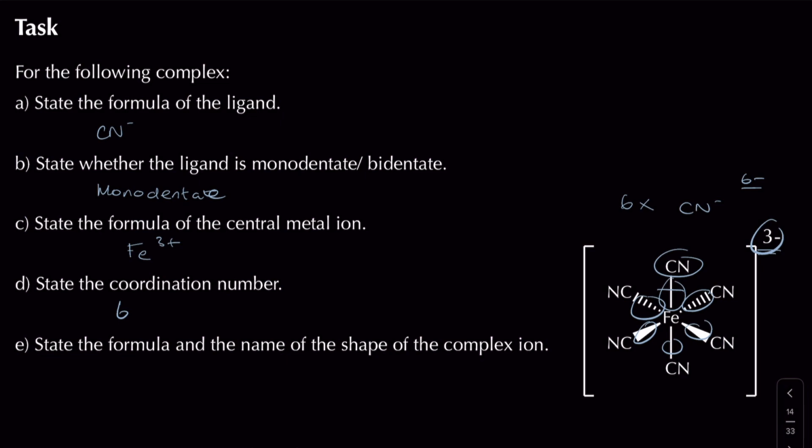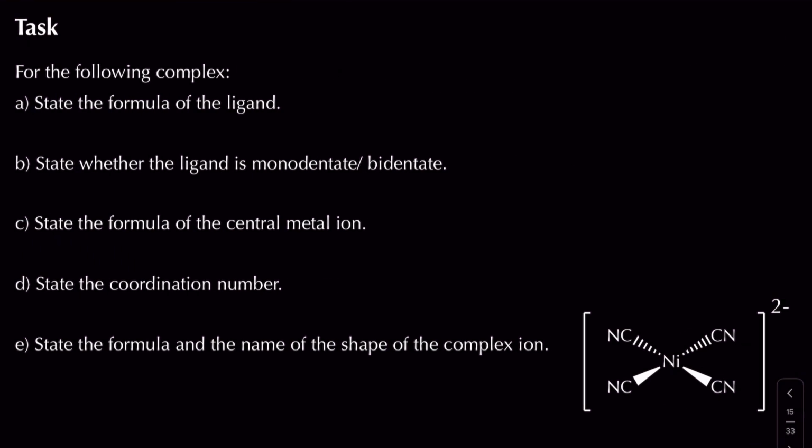The formula and the name of the shape of the complex ion, well, of course, the formula would be iron, and then, of course, I've got 6 lots of cyanide. So the 6 goes outside the brackets. And then I end up with 3- overall. And the shape, we know for a coordination number of 6, is going to be octahedral. There's that first one done. Feel free to pause the video again and have a go at the following. Resume once you're ready to go over the answers.